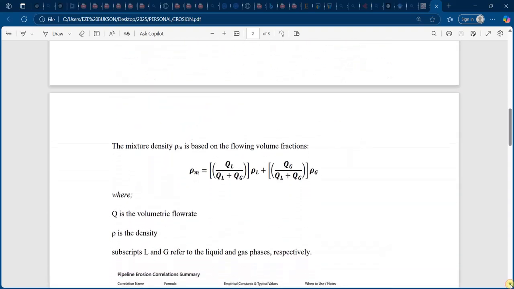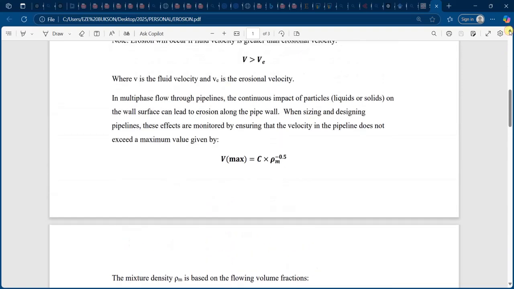Now, the mixture density, rho M, is based on the following volume fractions, right? So the formula is displayed on the screen. You have QL over QL plus QG times rho L plus QG over QL plus QG times rho G, right? This is used to determine the mixture density that is subsequently used to determine the maximum velocity, right?